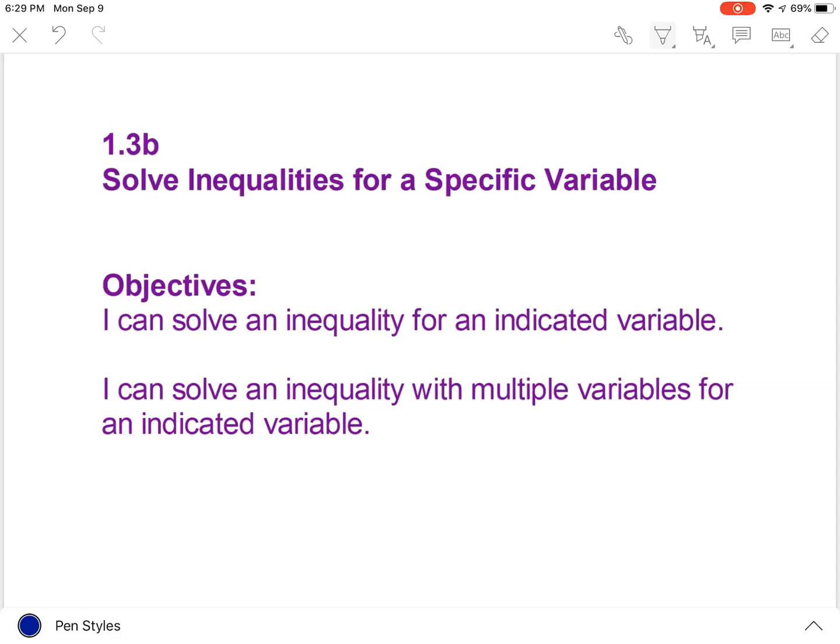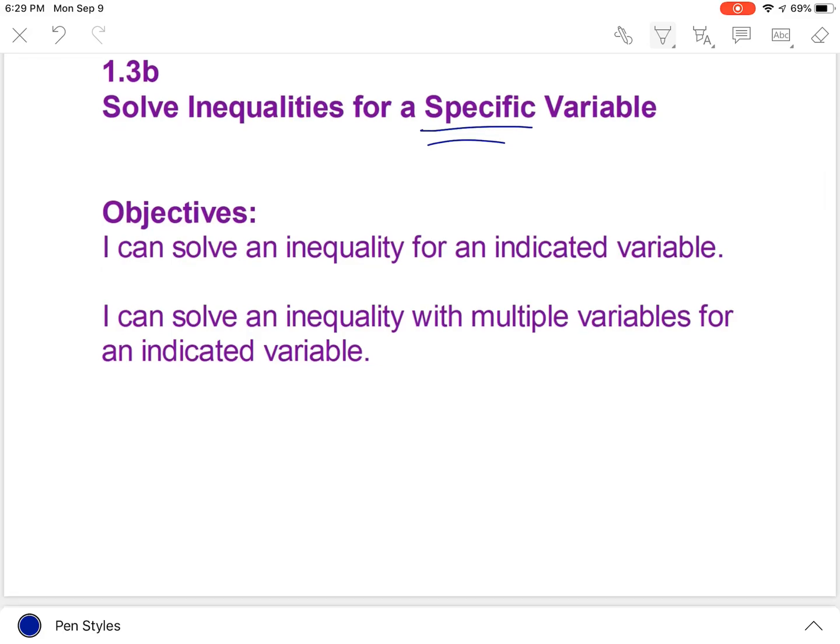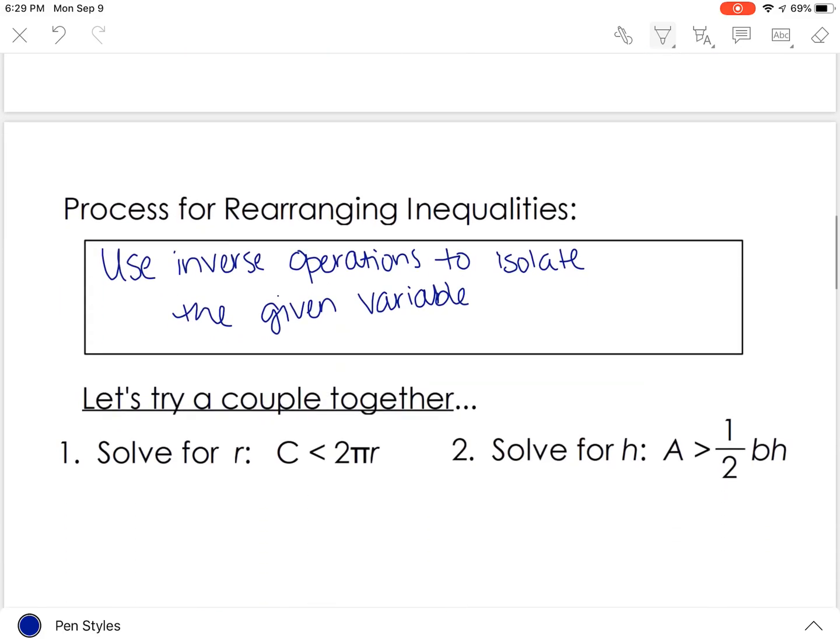3.1b is on solving inequalities for a specific variable. If you recall, we've already done this with equations, so it'll be the same type of thing. It'll just have an inequality sign instead of an equal sign. The first thing we always have to do is figure out what that indicated variable is.